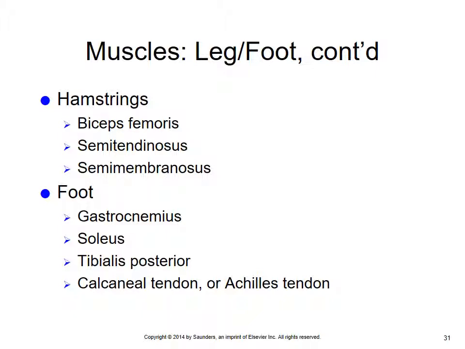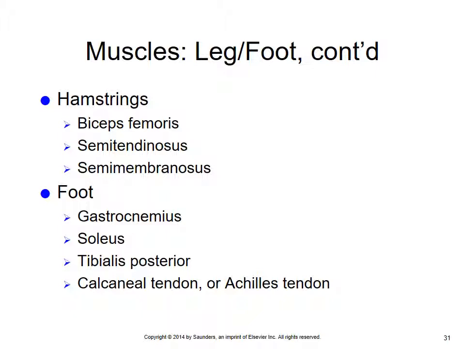The gastrocnemius and soleus form the calf of the leg. Both of these attach to the Achilles tendon, and contraction causes plantar flexion. The tibialis posterior also assists in plantar flexion and inverts the foot. Like the fingers, the toes are tugged on by tendons whose muscles, flexors and extensors, lie in the leg.